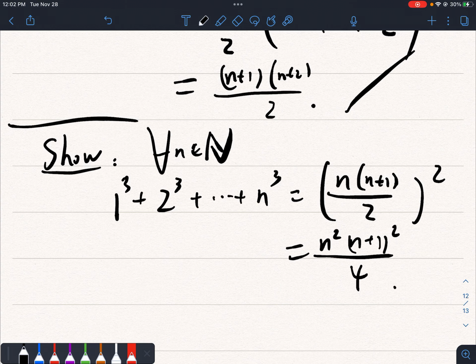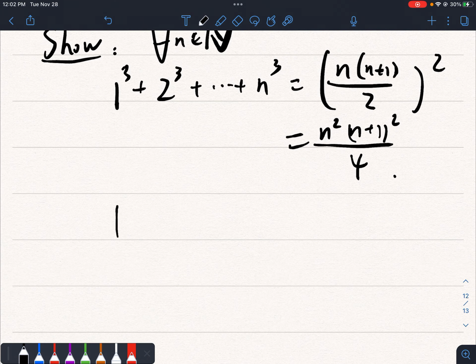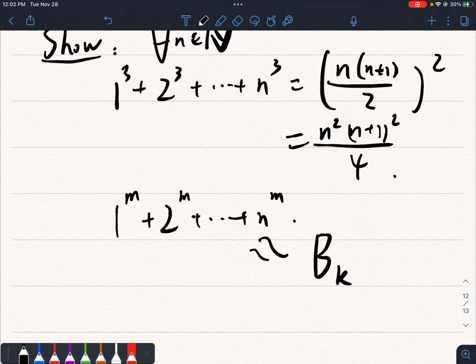And one might be interested why this is true. I can tell you this is totally by coincidence. The reason I can tell you is that if you find the formula for the sum of 1 to the power of m up to n to the power of m, it is related to the Bernoulli numbers, the Bk's.